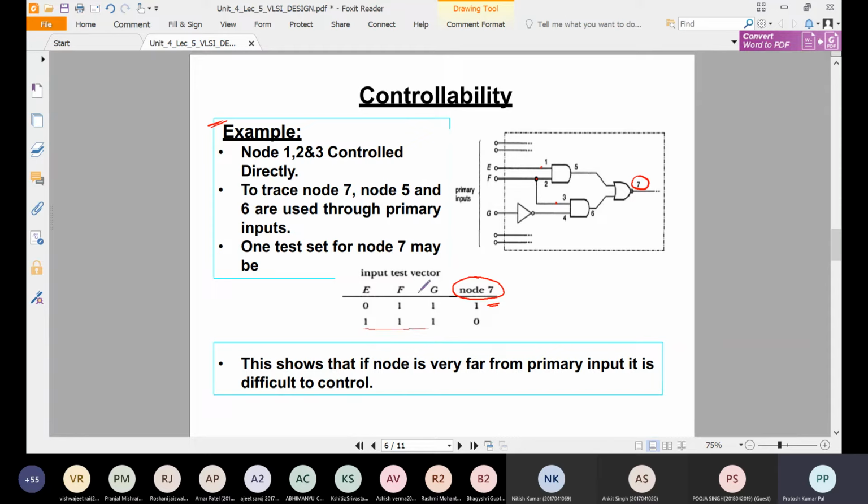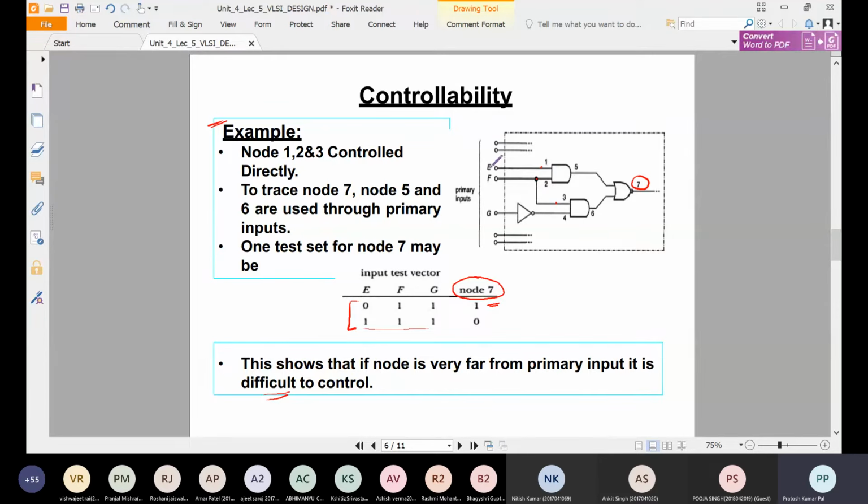So here we can see that if we apply these two test inputs, then these two test inputs are able to control the value of node 7, either 0 or 1. Based on that, if we want to control any node that is very far away from the primary inputs, that will be difficult to control. Here it is saying that if the nodes are closer to your primary inputs, they are very easily controllable.